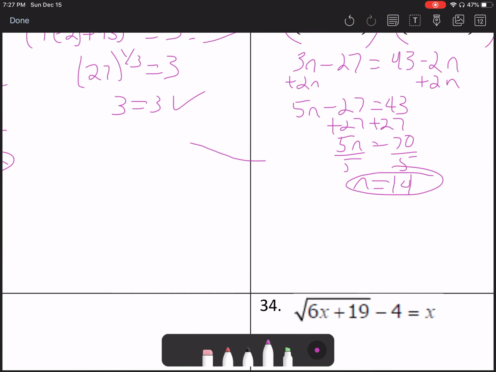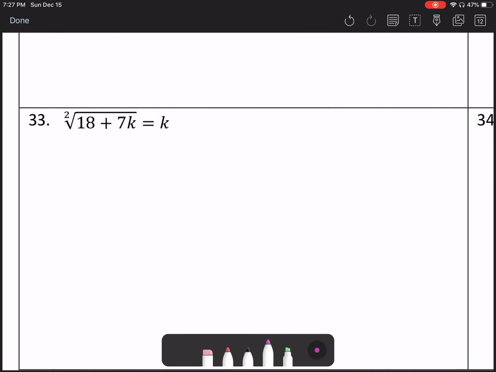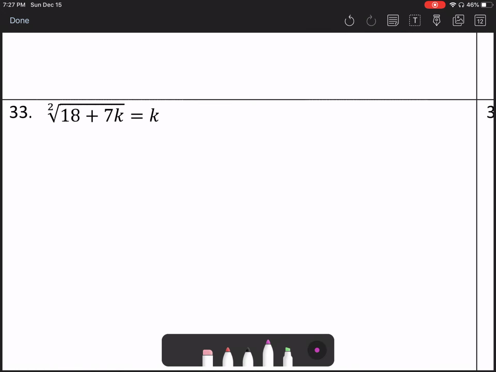Okay, on to a couple more. So number 33, don't get overwhelmed by the fact that there's a k here. We're going to still do the same thing. So how do we get rid of a square root? You square each side. Okay, so this is 18 plus 7k is equal to k squared.